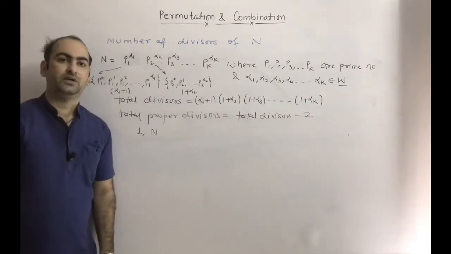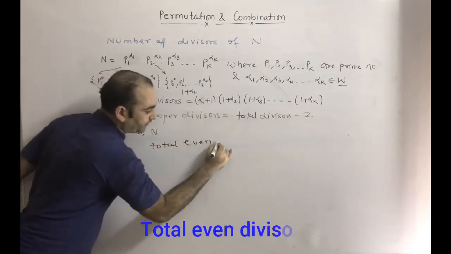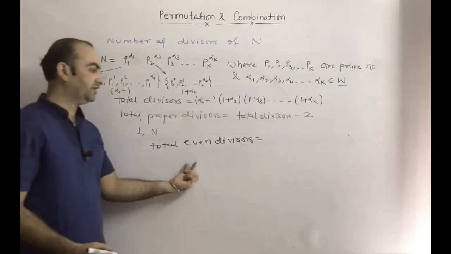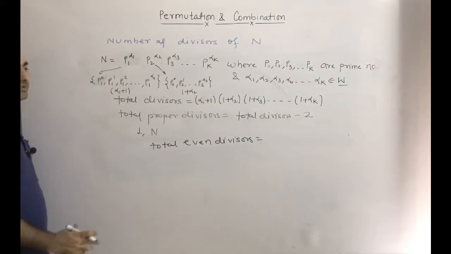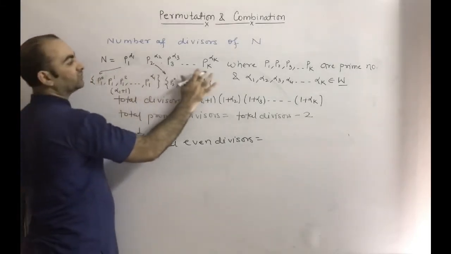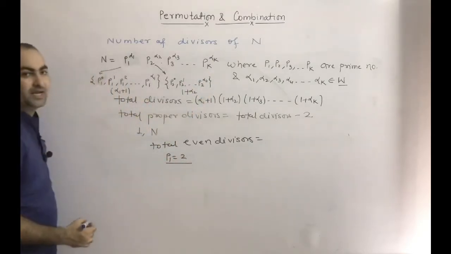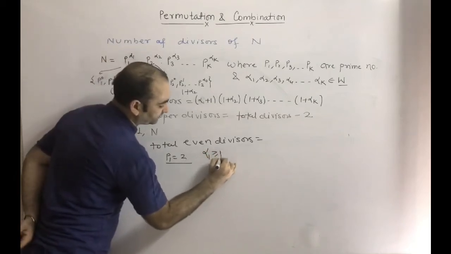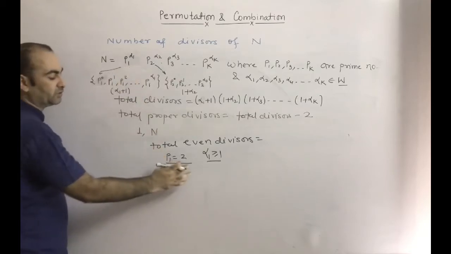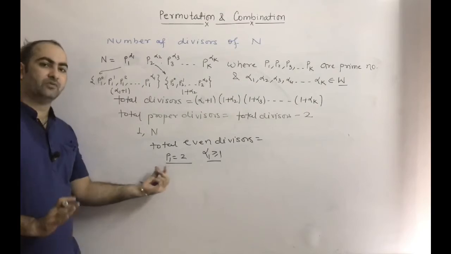Now here if you want to find out total even divisors, for finding total even divisors, at least 2 power 1 should be there. Now among p1, p2, p3 and so on pk, the least prime number is 2. Suppose p1 is 2 and alpha 1 is greater than or equal to 1. So among p1, p2, p3 and pk, the least prime number is p1 and p1 is 2. So at least 2 power 1 should be there. That means at least p1 power 1 should be there.